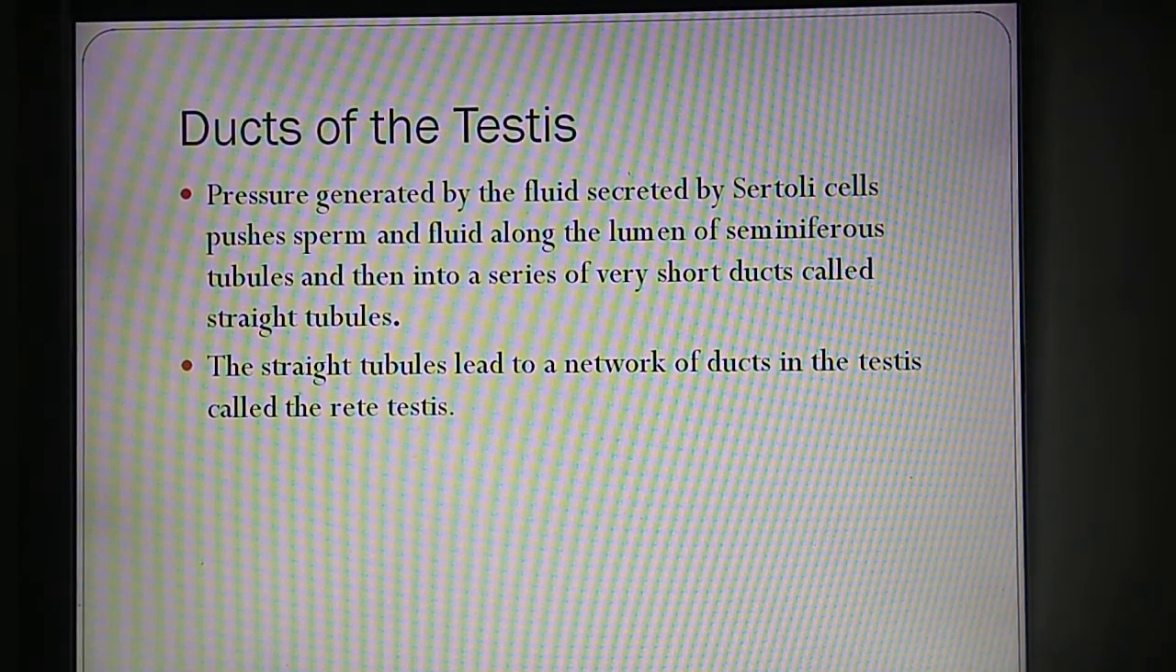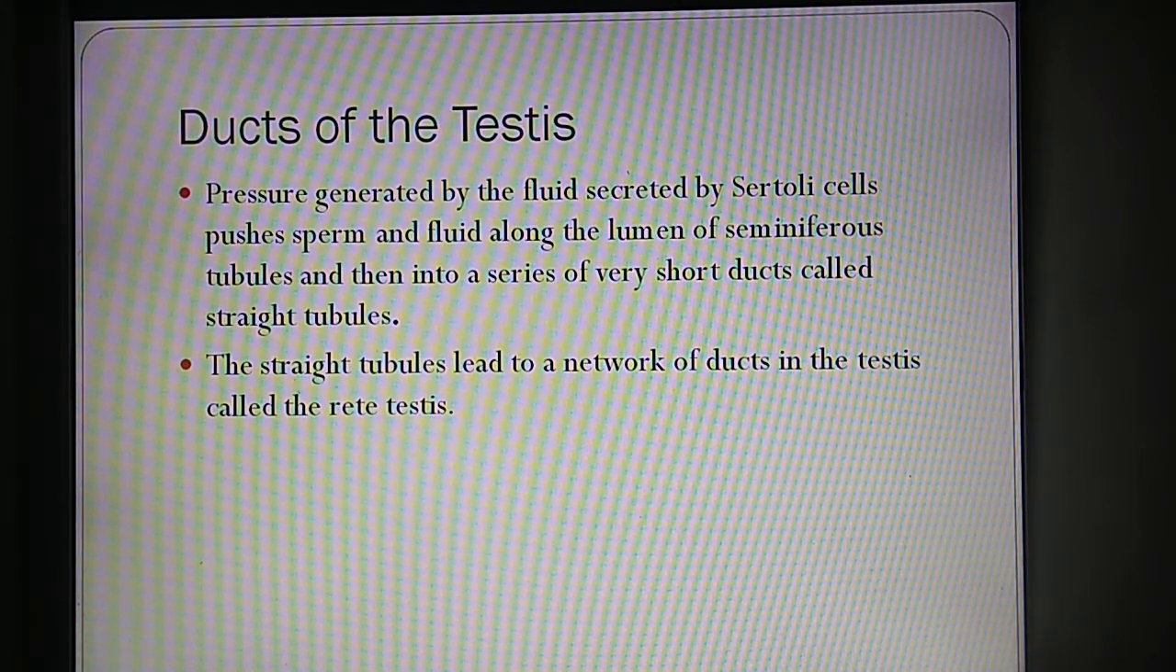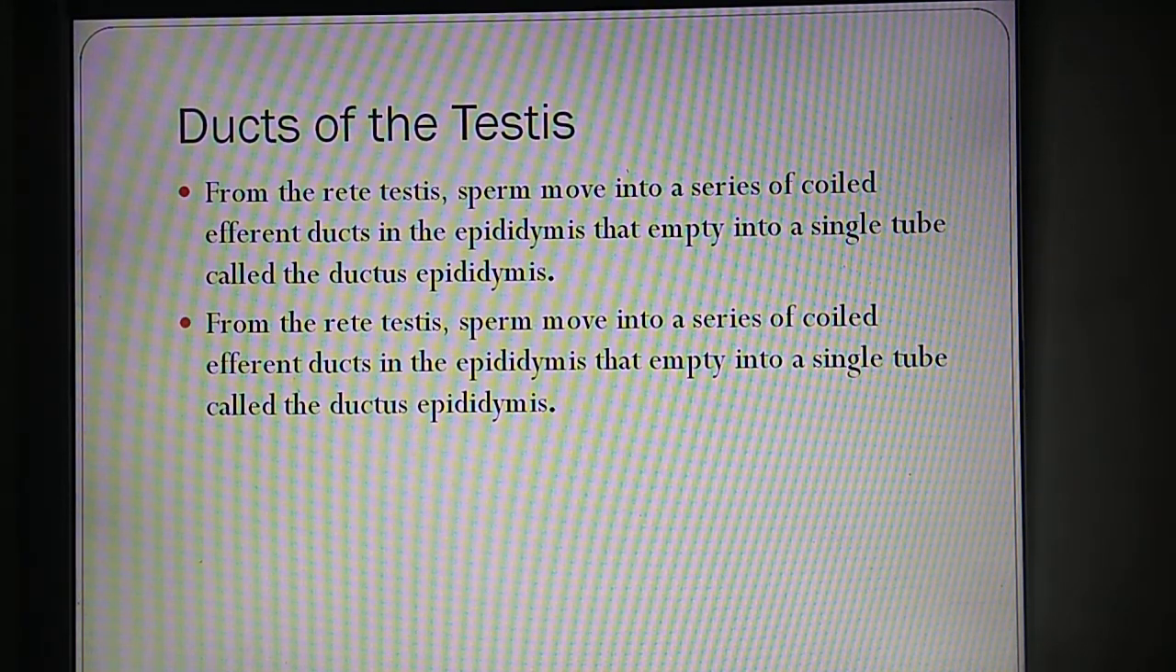Now, ducts of the testes. Pressure generated by the fluid secreted by Sertoli cells pushes sperm and fluid along the lumen of the seminiferous tubules and then into a series of very short ducts called straight tubules. The straight tubules lead to a network of ducts in the testes called rete testis. From the rete testis, sperm move into a series of coiled efferent ducts in the epididymis that empty into the single tube called ductus epididymis.